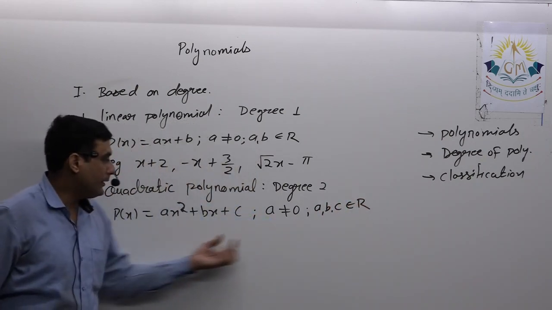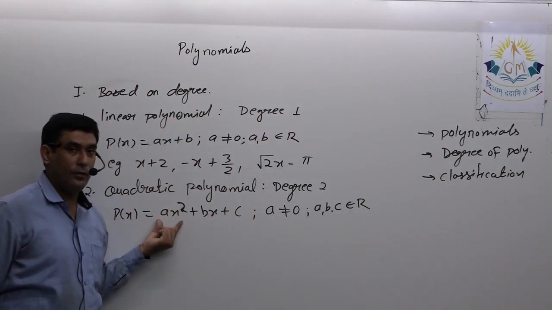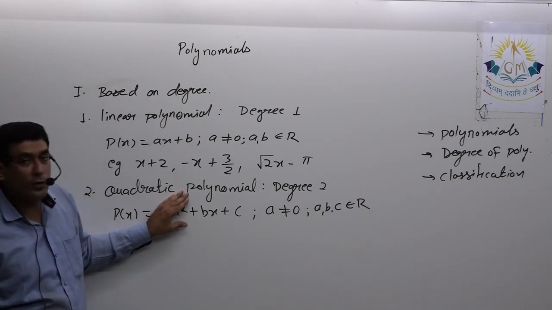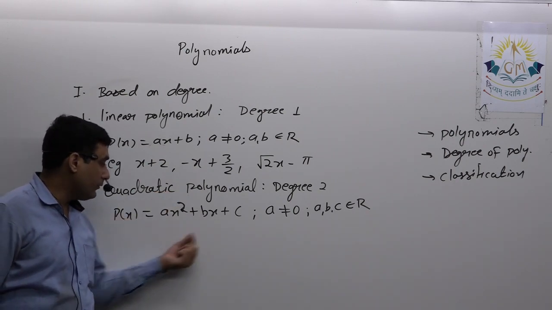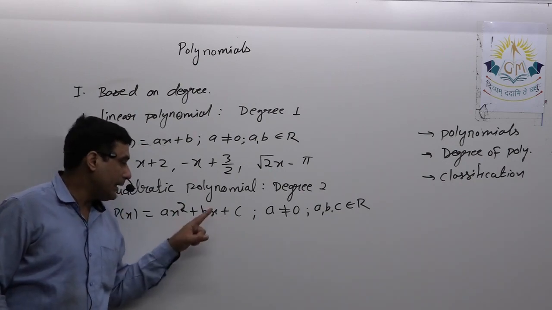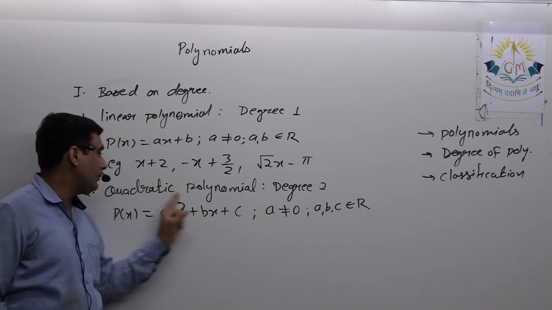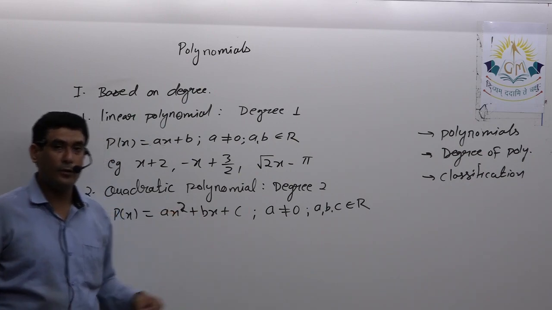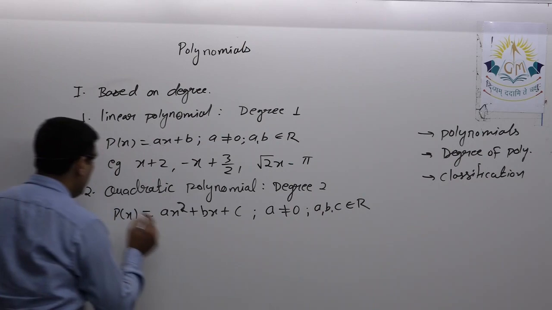Now why am I saying a should not be equal to 0 even over here? If I make a 0, that means the coefficient of x square is 0, then this term won't be there. In that case the polynomial starts from bx, it remains bx plus c. The maximum power of the variable will be 1, and hence this polynomial won't be quadratic, rather it will become a linear polynomial. So the leading coefficient should not be equal to 0.